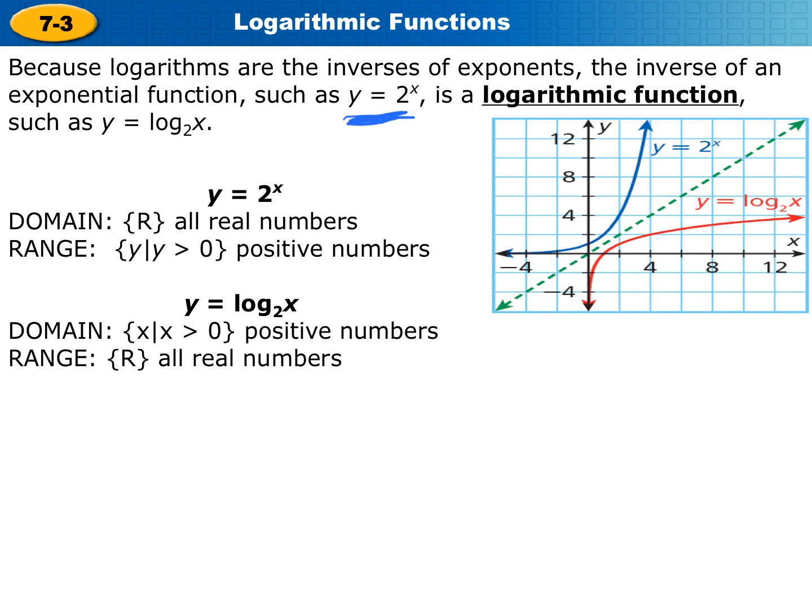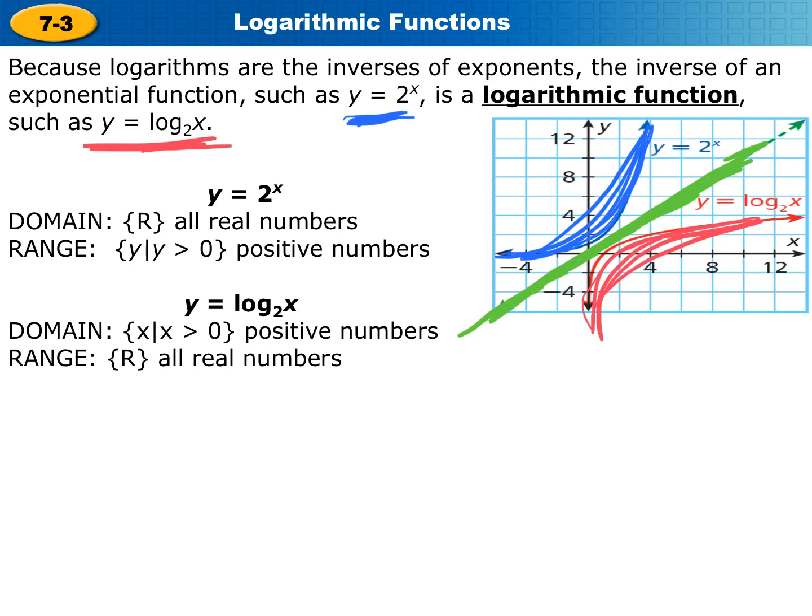Y equals 2x is an exponential function, and you can see the exponential function is graphed right there. And the inverse of that is this logarithmic function right here, and that's graphed right down there. By definition, inverse functions can be reflected across the line y equals x. So if we know how to graph an exponential function, we can switch the x and y points and graph the logarithmic function.